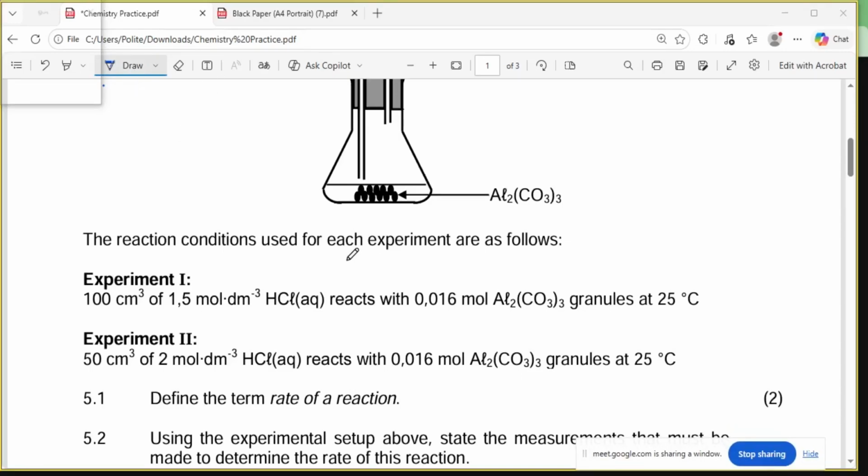Reaction. I'll definitely give you guys the definition and then we'll take it from there, okay? Okay.